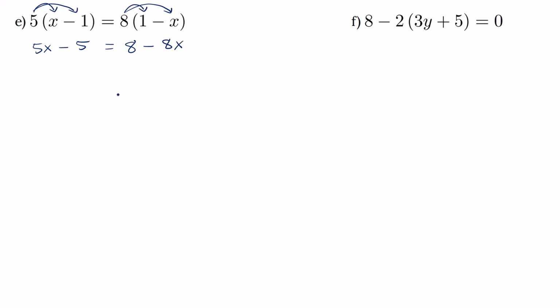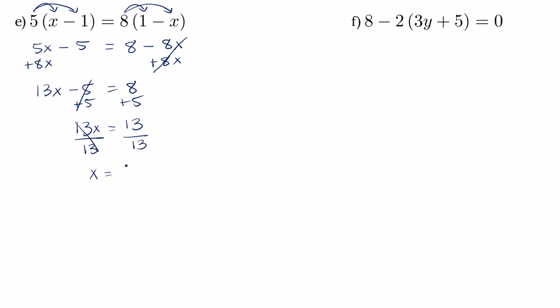And then let's put our x's together and our constants together. So I think I'm going to move the -8x to the left side. So to get rid of the take away 8x, we're going to add 8x. So 5x plus 8x is 13x. Take away 5 equals 8, and these would become 0. Now to get that 13x by itself, add our 5. So 13x equals 13, and divide by 13. So it looks like we get x is just 1.